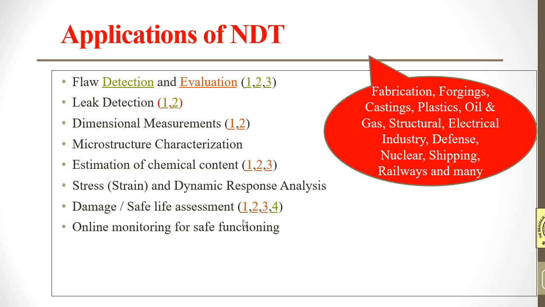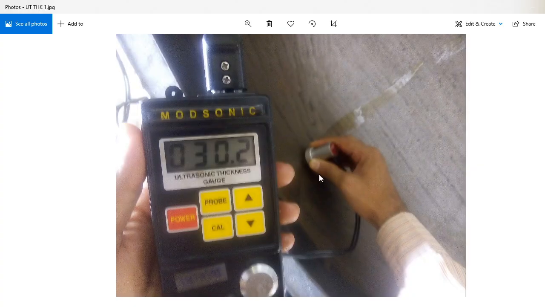Next, non-destructive testing can be used for dimension measurement. We have seen this image earlier, that how dimensions are checked using an ultrasonic thickness gauge. We'll study this in detail when we study the method of ultrasonic testing.